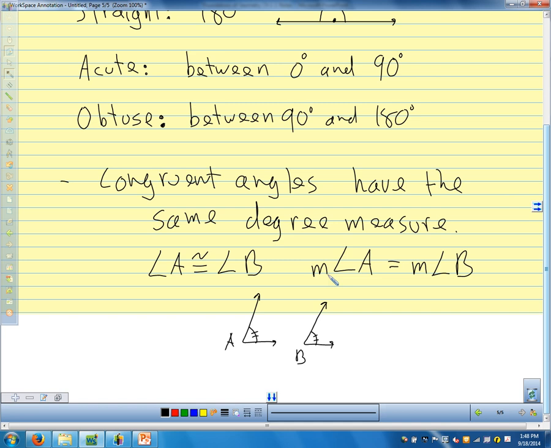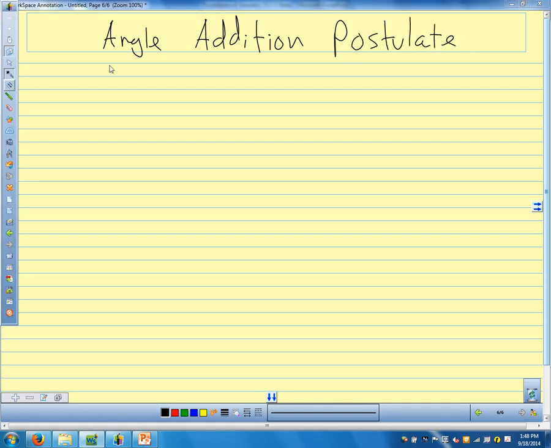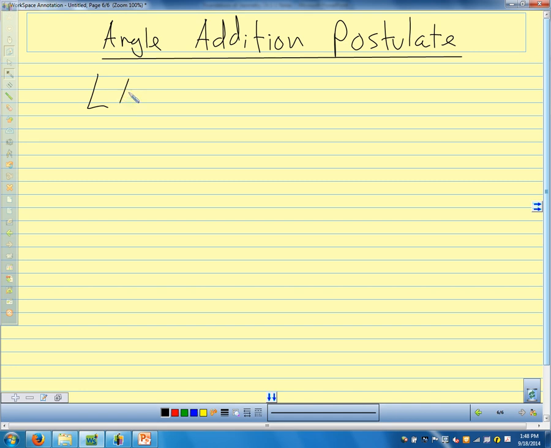Last thing we need to talk about today is our angle addition postulate. Angle addition postulate tells us the exact same thing as the segment addition postulate tells us. So I'm going to write it down. It sounds confusing. We'll draw a picture. Not real confusing, but the words are a little strange. We'll draw a picture and we'll talk about what it means. So we have angle, I'm going to call it AOC.